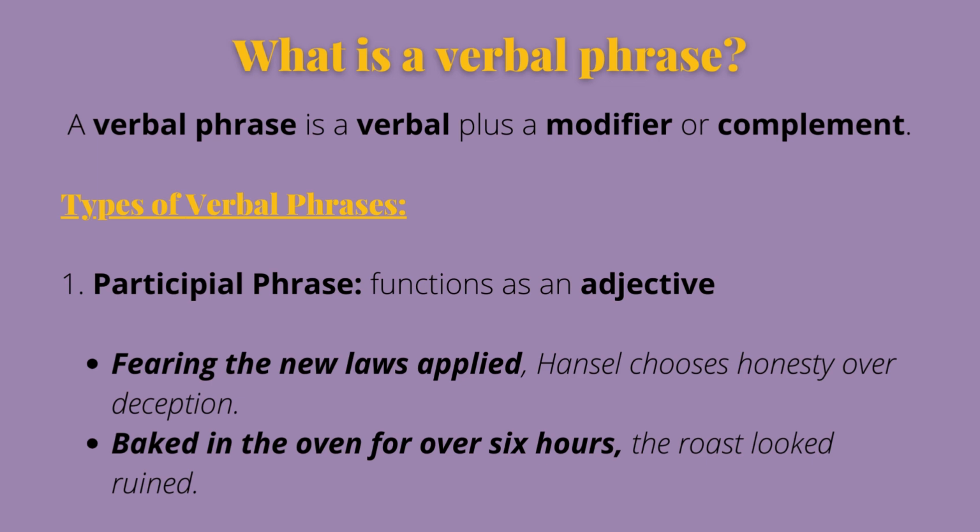Example: Fearing the new laws applied, Hansel chooses honesty over deception. Fearing the new laws applied is a participial phrase. This is a type of verbal phrase. It functions as an adjective.